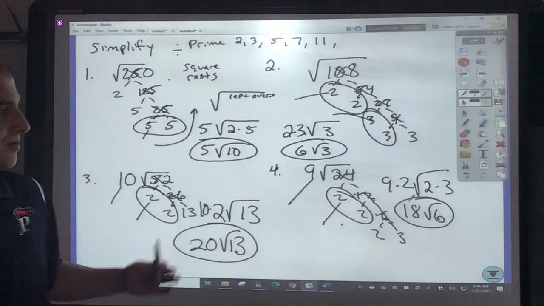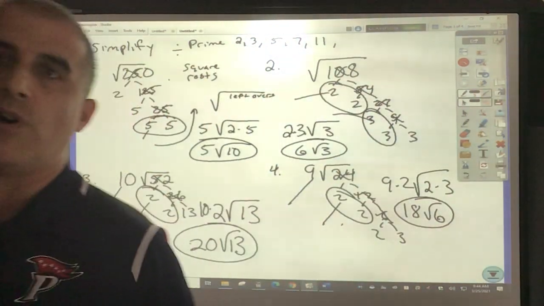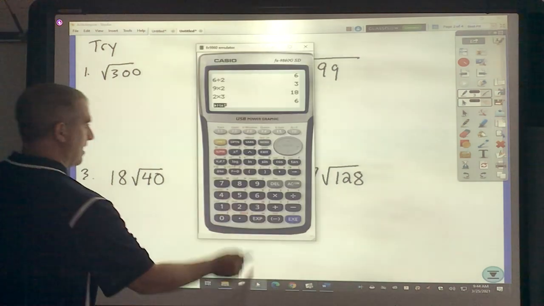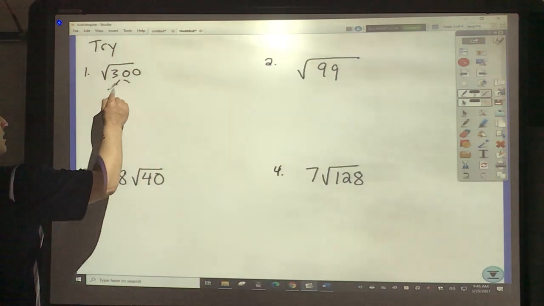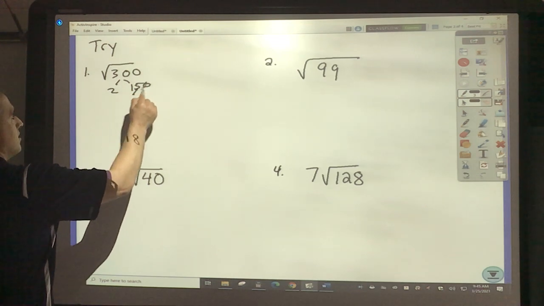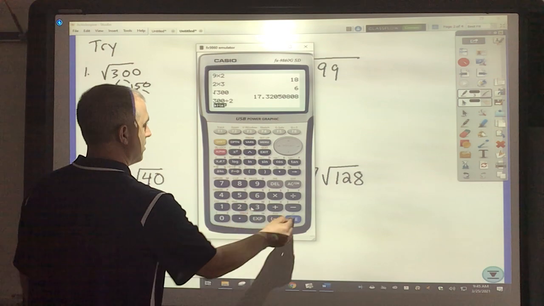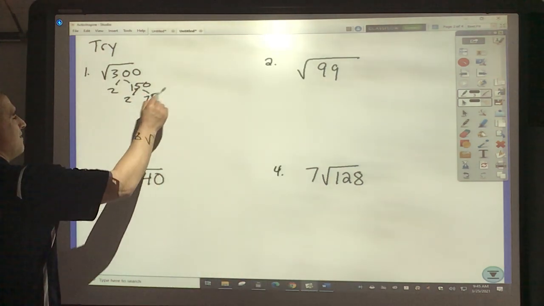So that's breaking down a square root. Go ahead and pause your video and work on these. All right, if I try the square root of 300, that doesn't work. So I have to divide by 2, that'd be 2 and 150. So 300 divided by 2. 150 divided by 2, 2 and 75.